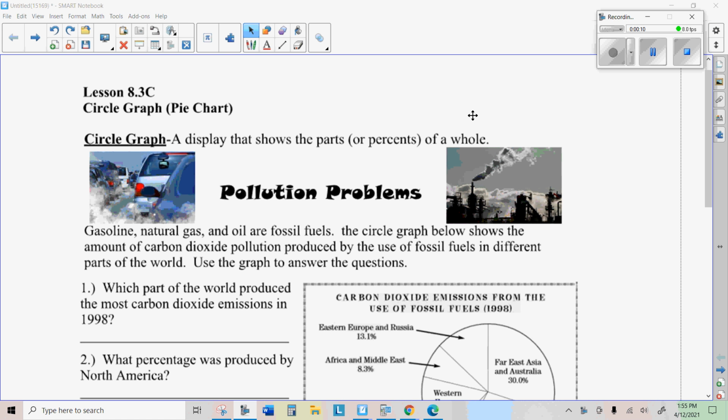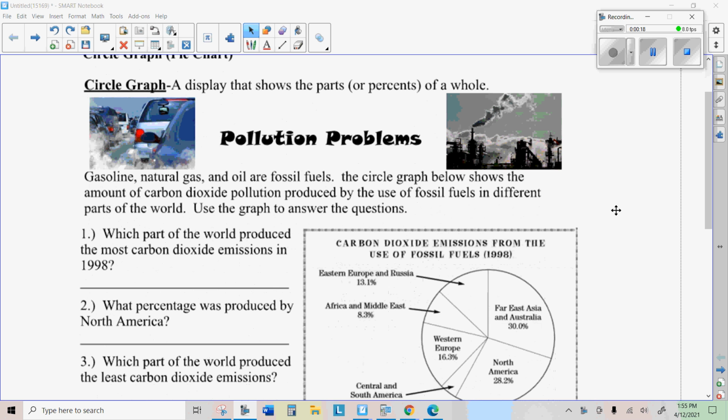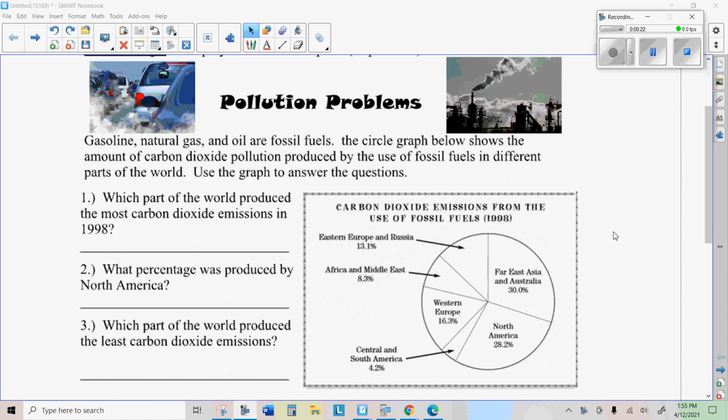Today we're going to talk about circle graphs. Kind of a real popular graph. You can represent something that makes up a whole, and for each part of the pie graph or circle graph, the bigger the slice, the greater the percent in that amount.